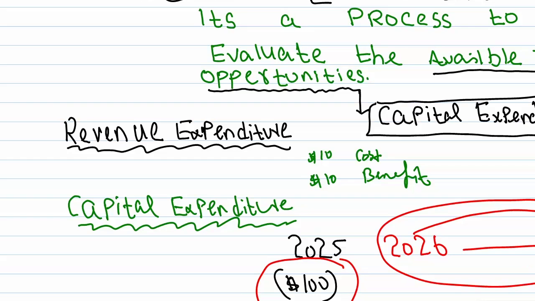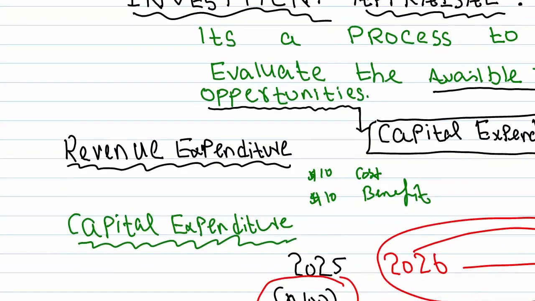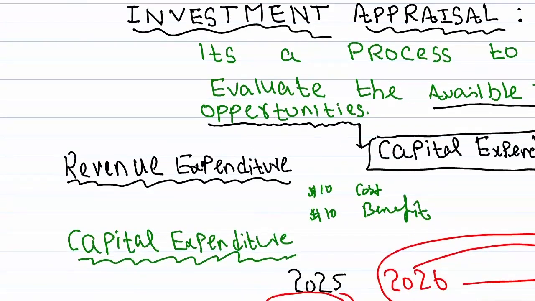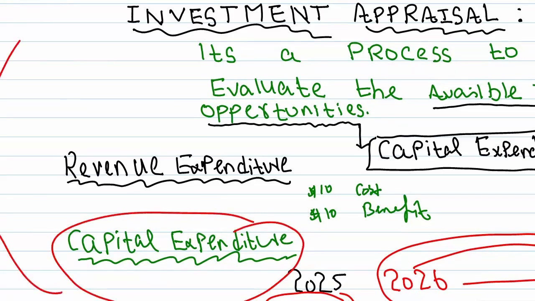So when a company is deciding about capital expenditure, there should be a proper system in the entity which evaluates those decisions. And that system is basically known as investment appraisal. So investment appraisal we use to evaluate investment opportunities which are in nature capital expenditure.